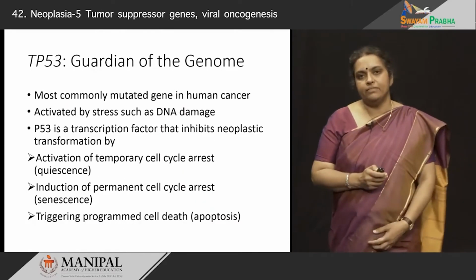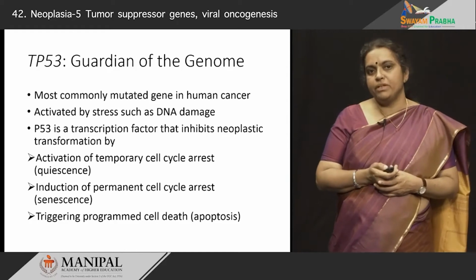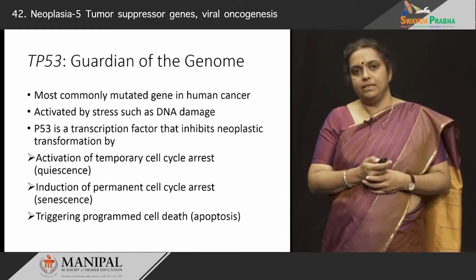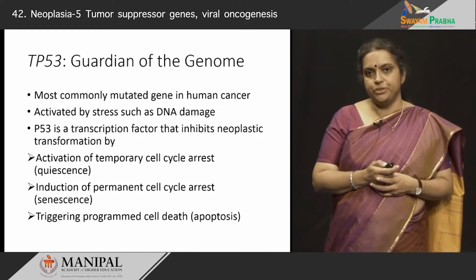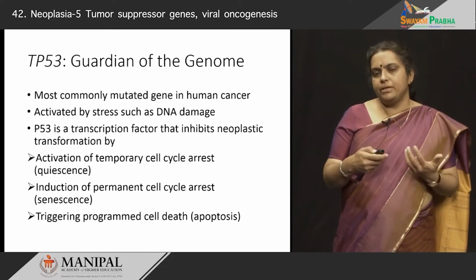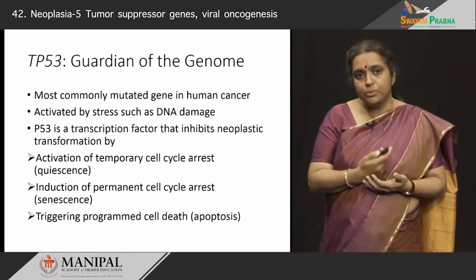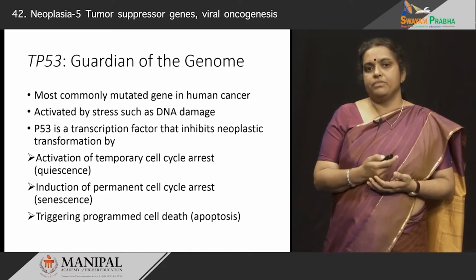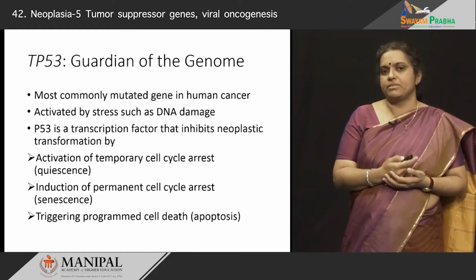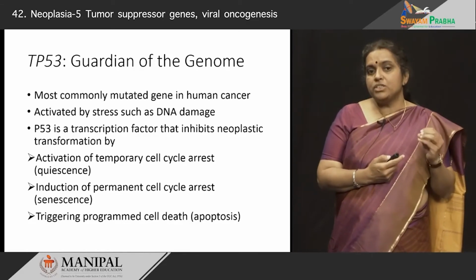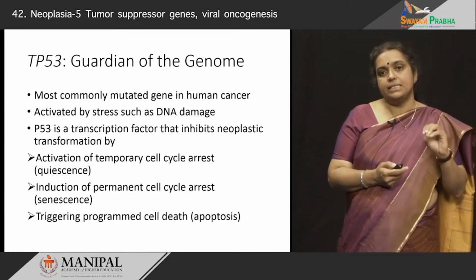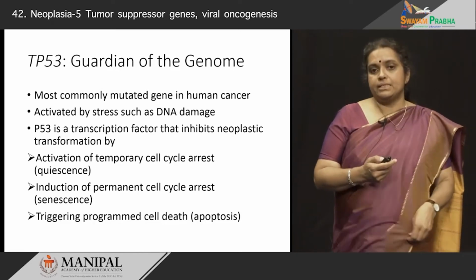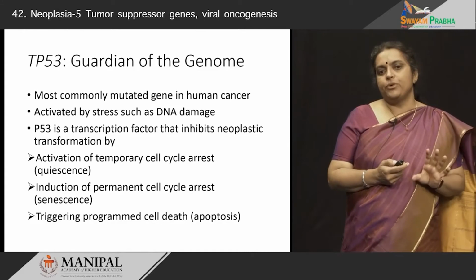Now, the second gene which is very important is the p53 gene. The retinoblastoma gene is called the governor of the cell cycle, whereas p53 is the guardian of the genome. Why does it have such a big responsibility? What does p53 do? p53 is a very important transcription factor that inhibits neoplastic transformation. What it actually does is activate temporary cell cycle arrest, or quiescence. It induces permanent cell cycle arrest, senescence, and it triggers programmed cell death.